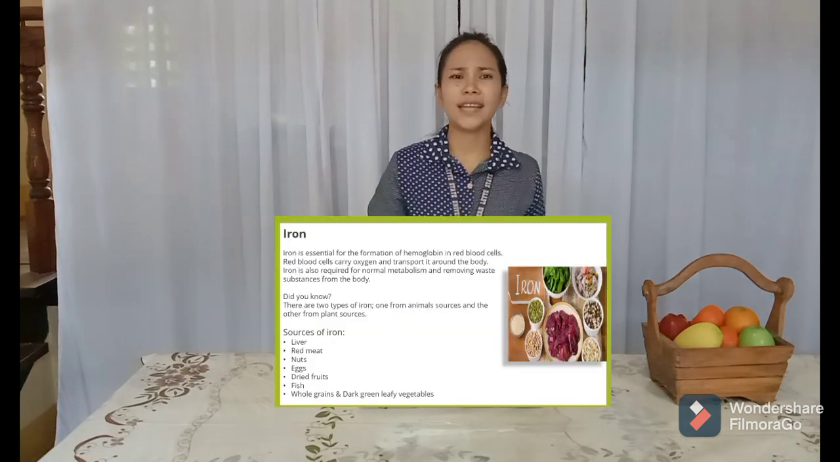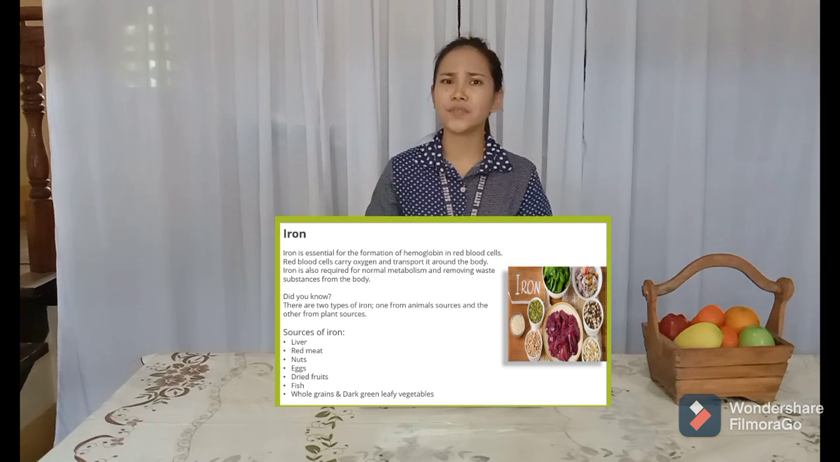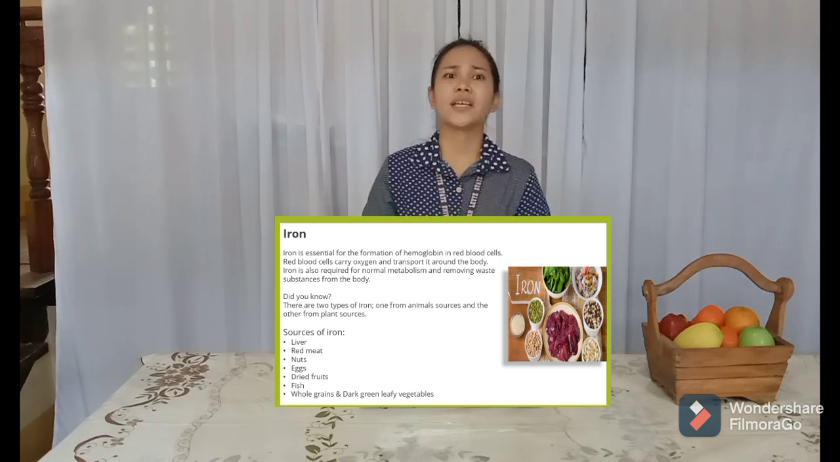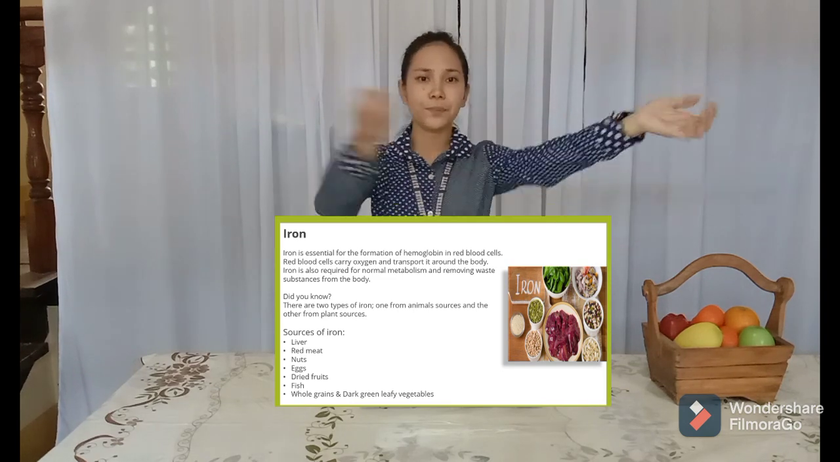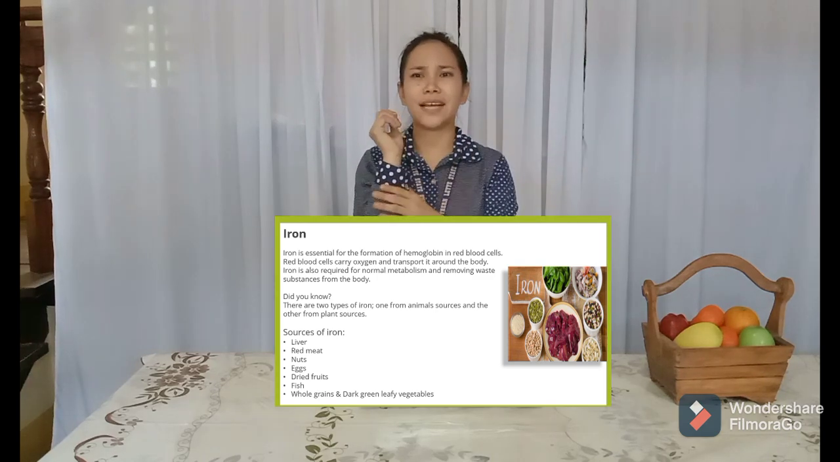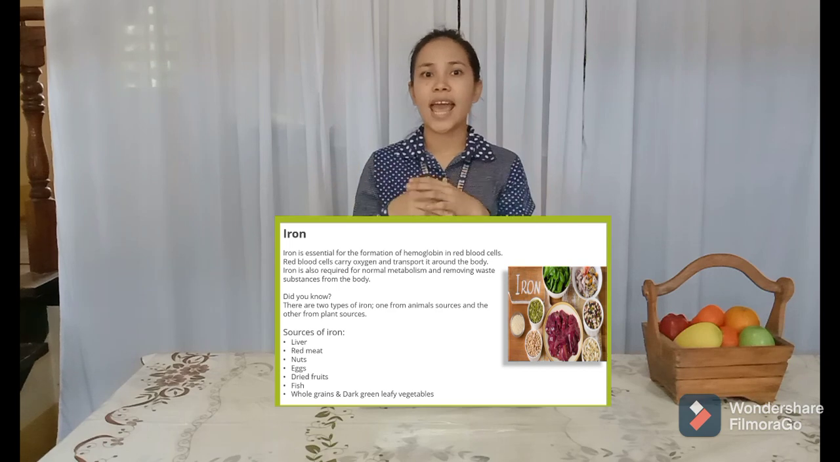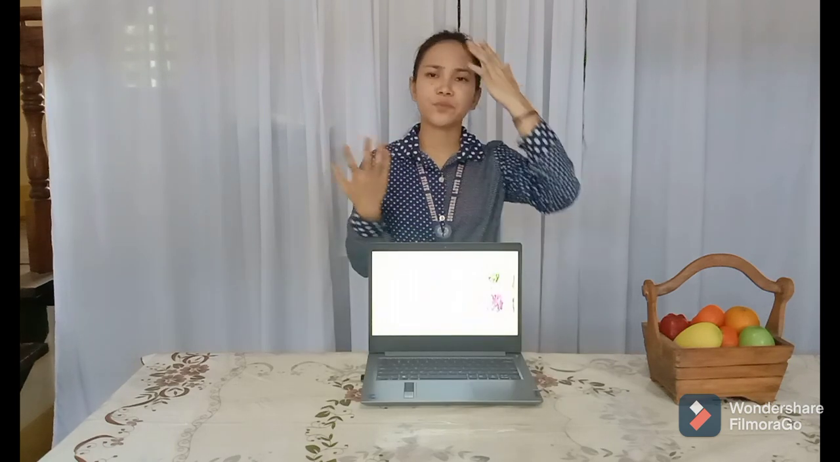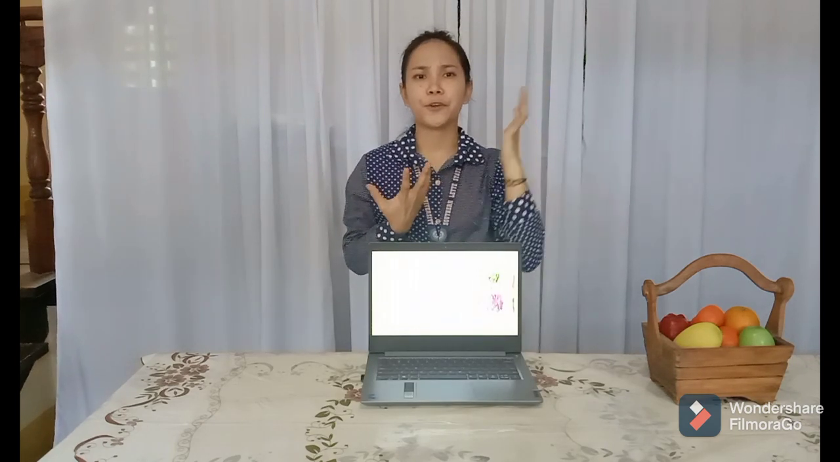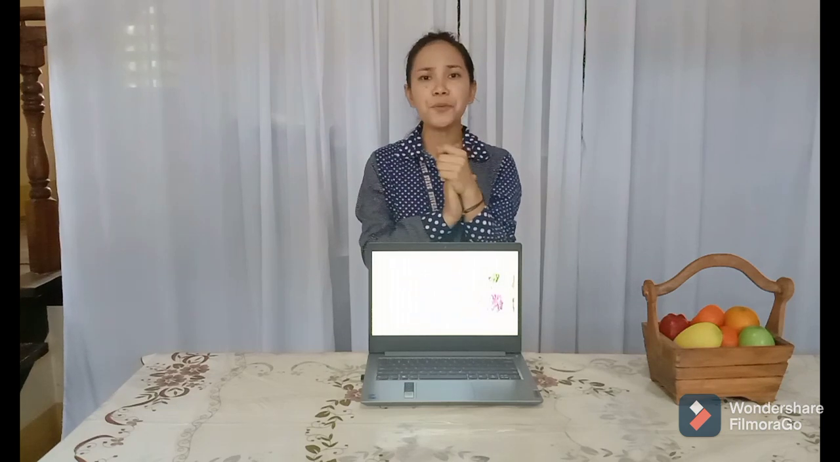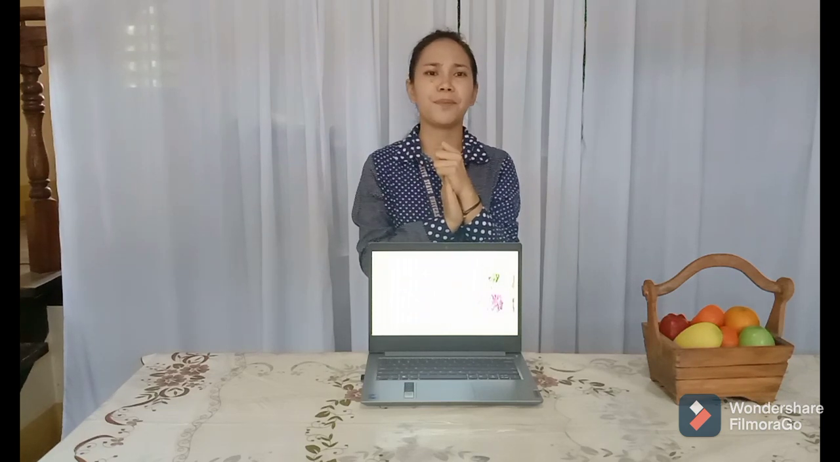Then next, the iron. Iron is very essential. Why? Because it serves in the formation of hemoglobin in the red blood cells. Red blood cells carry oxygen and transport it around the body. Iron is also required for normal metabolism and removing waste substances from the body.